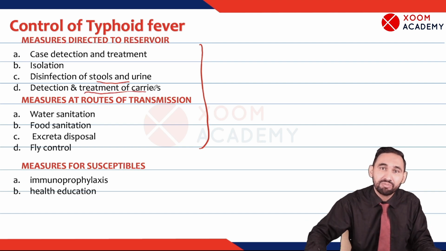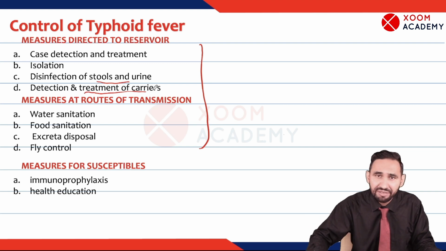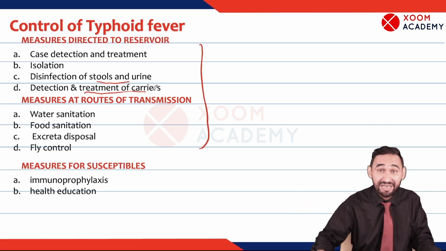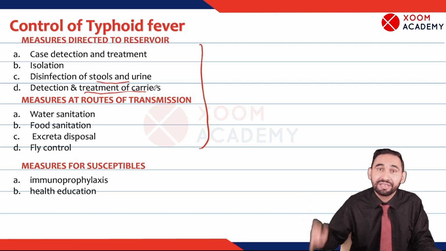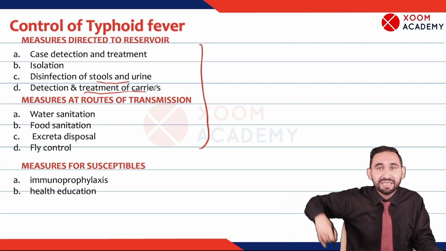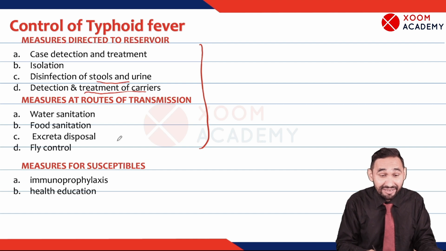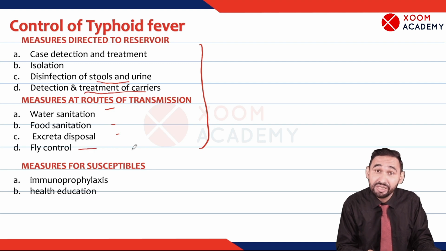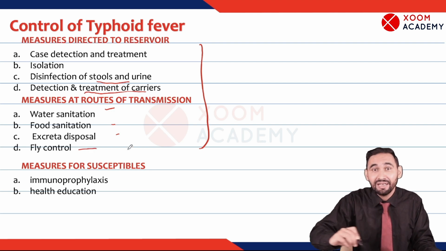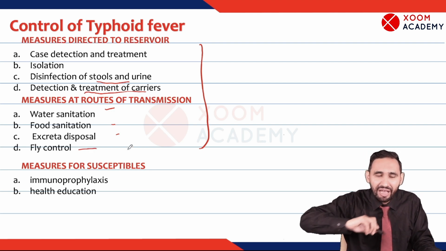They should be treated with probenecid, ampicillin, ciprofloxacin. Cholecystectomy might be done in carriers. Nephrectomy might be done in carriers, because carriers of typhoid may reside in kidneys. And there should be water sanitation. There should be food sanitation. Excreta disposal and flies control. We need to control flies. They are an important source of spread of typhoid fever.